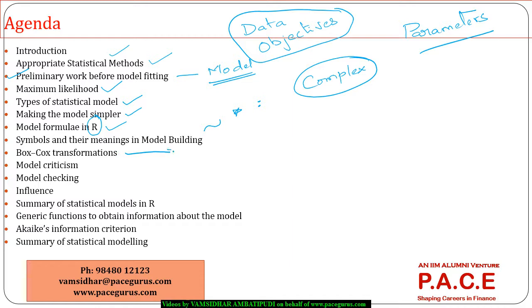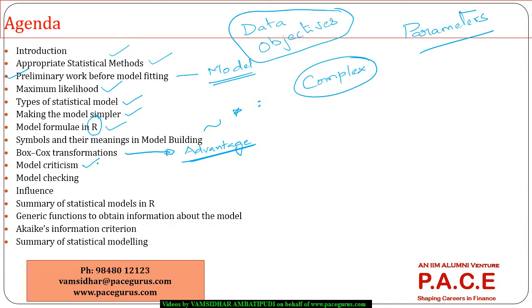This is a very important aspect, the Box-Cox transformation. We will see why we perform it and what is the major advantage that we are going to get in the modeling process by performing a Box-Cox transformation of the data.